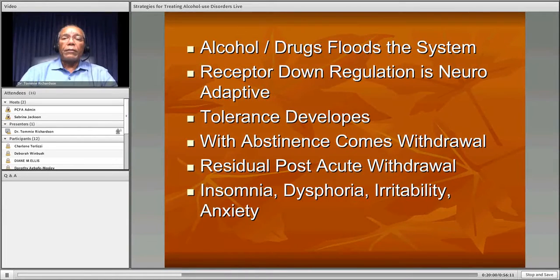Alcohol and drugs flood the system. The receptors are downregulated, and then you develop what is called neuroadaptation. Tolerance develops. With abstinence comes the withdrawal. Residual post-acute withdrawal is once a person has stopped drinking and has gone to AA but has not had any treatment, they will have a long period of residual post-acute withdrawal. And these can include insomnia, dysphoria, irritability, and anxiety.